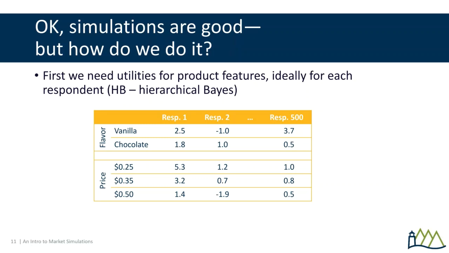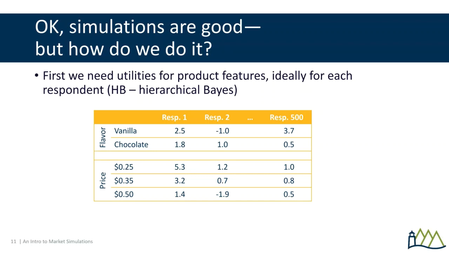Okay, so I've hopefully convinced you that simulations are good, but how do we do it? Of course, we need our utilities for our different levels within our different attributes. Ideally, we're going to do this by estimating using hierarchical Bayesian regression so that we get individual level utilities.